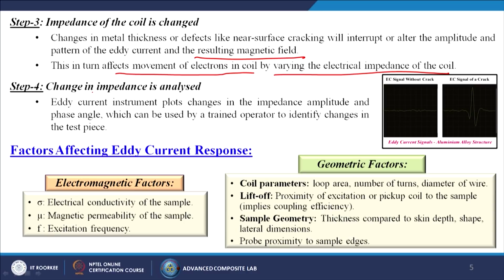Now, the change in impedance is analyzed. The eddy current instrument plots changes in the impedance amplitude and phase angle, which can be used by a trained operator to identify changes in the test piece.